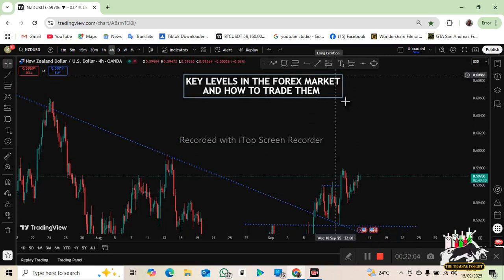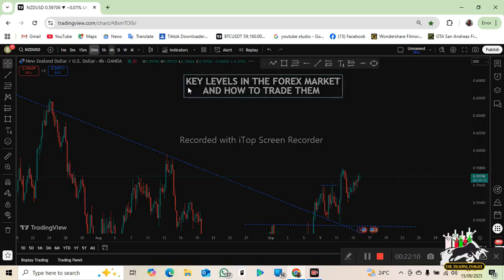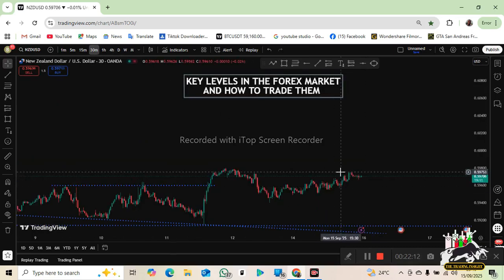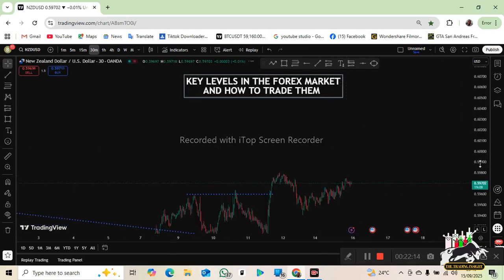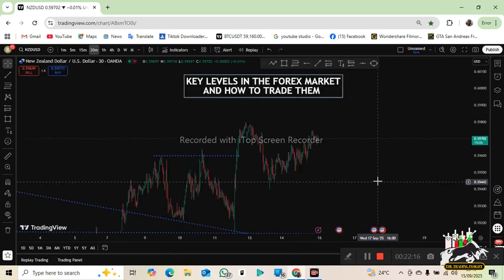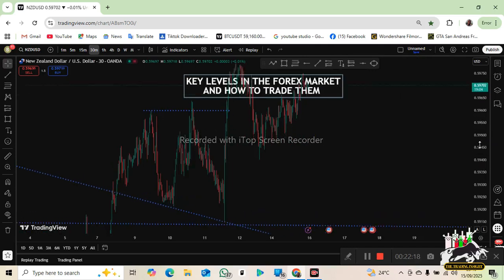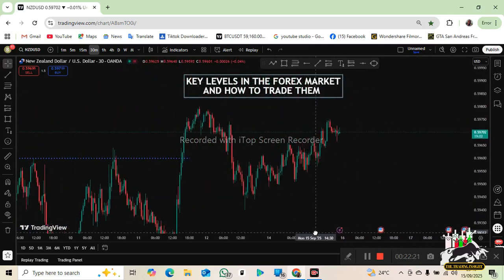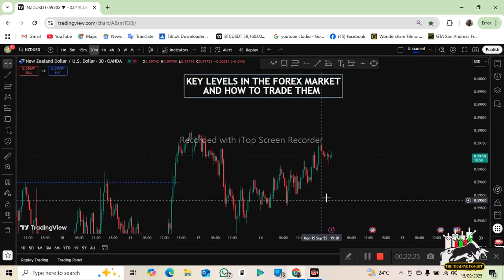But I can confidently zoom down to the 30 minutes, because this is the 4 hours. We want to see this place. Zoom down to the 30 minutes. Now see what happened here. Price came and retested this one. This is a change of character. So I can confidently zoom down to the 30 minutes and take a trade from here.